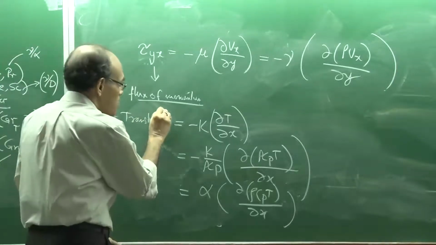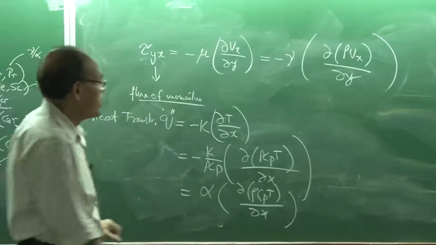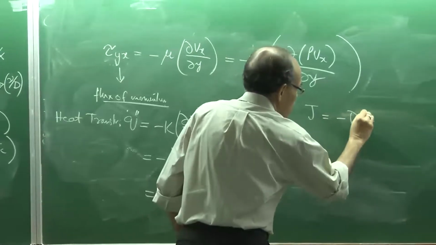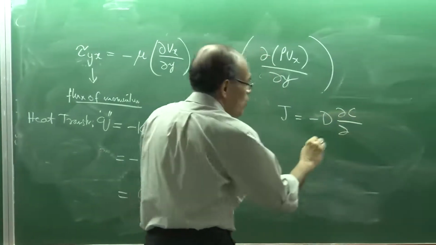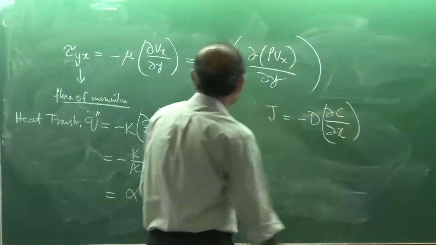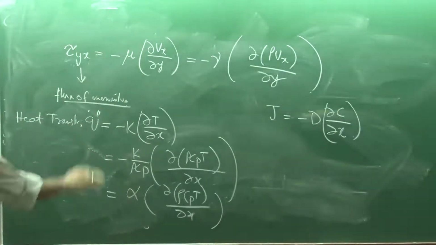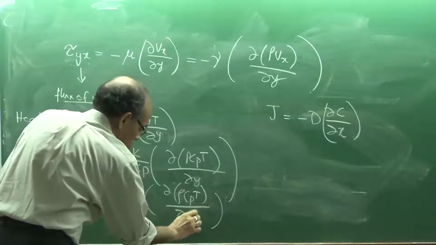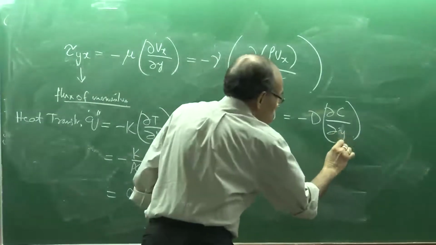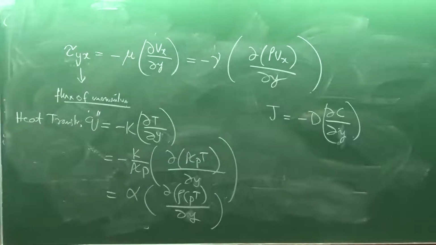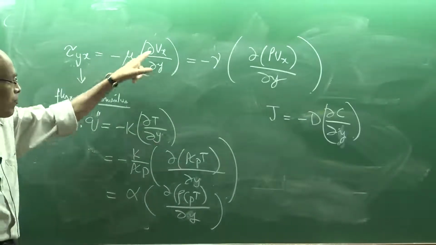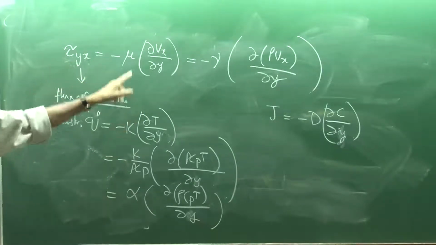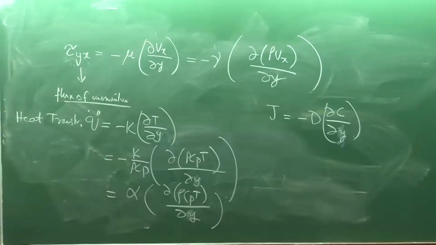And then the mass flux, which is represented by J, we know that this is, in the case of pure diffusion, to be consistent, I will write it here. And we see that in all these phenomena, momentum flux, heat flux, mass flux, they are all related to the gradients of the principal variable, the variable of interest.